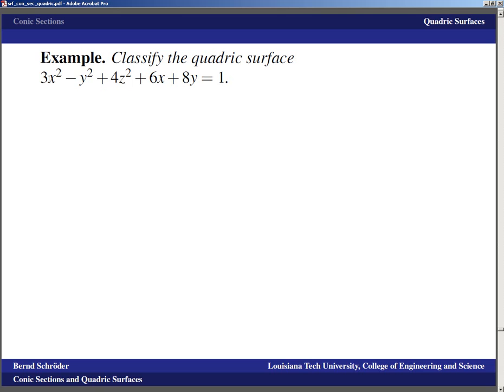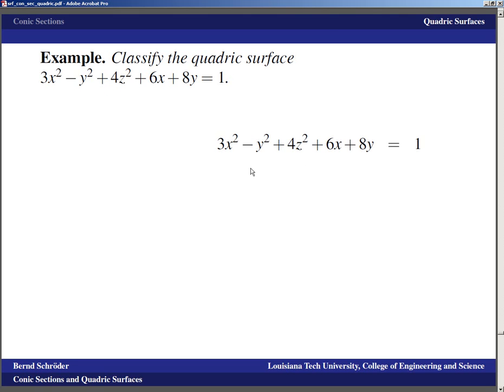So for example, if I gave you this equation, 3x squared minus y squared plus 4z squared plus 6x plus 8y equals 1, and I want to know what that looks like. Well, I can't say that from here, even though I've got an x squared with a plus, a z squared with a plus, and a y squared with a minus. So that ought to be a hyperboloid, but is it 1 sheet or 2 sheets? And even though there's one negative sign, you can't quite key in on that, because in order to really determine what's going on, I would have to complete the square.